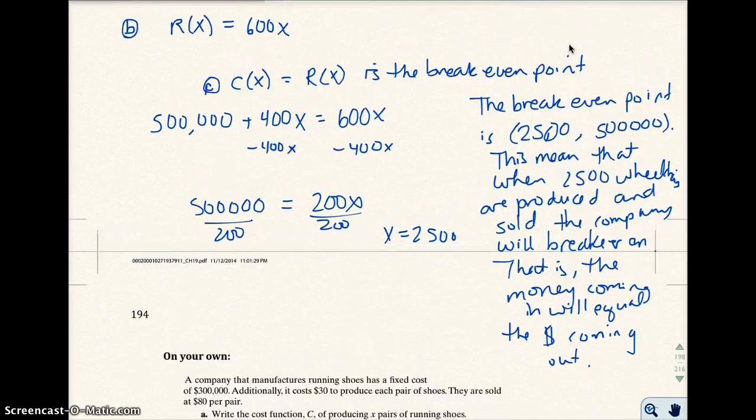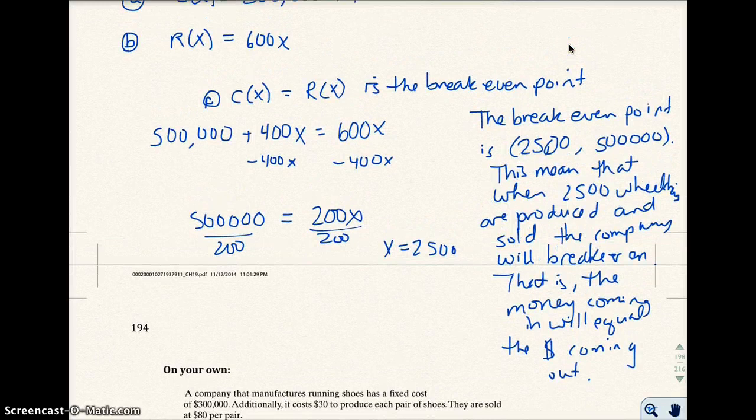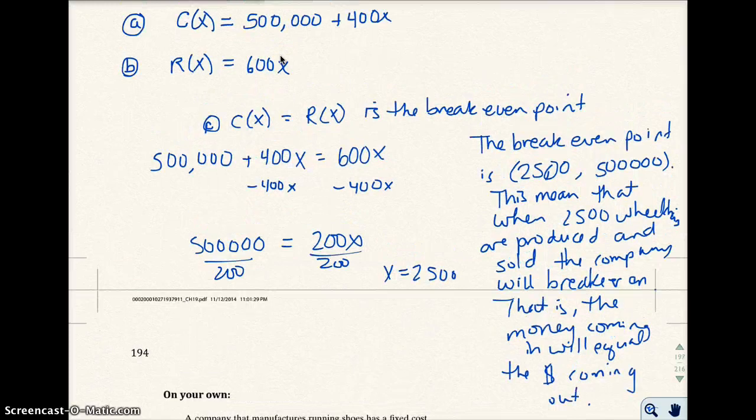I made a mistake. So before I go to the on your own problem, I put the $500,000 in here. What I meant to do is, when you put 2,500 in here, and you put it into one of these functions, that's your y value. So that's the money coming in and coming out. So if I put 2,500 into here or here, you get the same answer. You'll get 1,500,000.